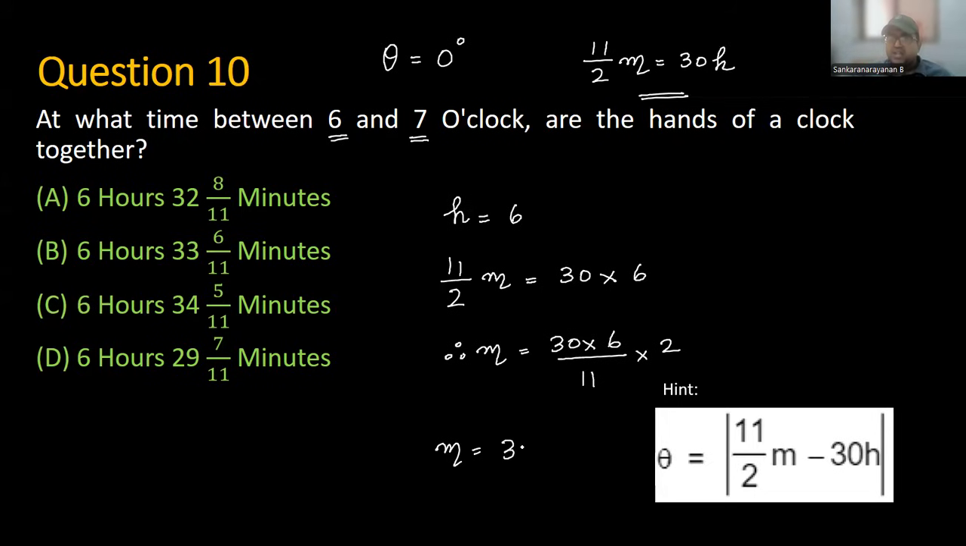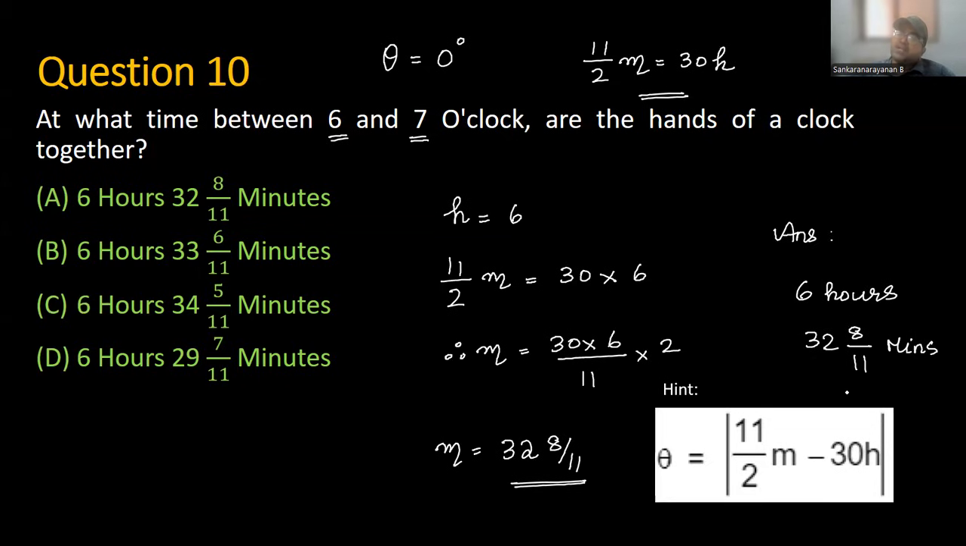You can finish the calculation here. It will come like 32 and 8 by 11. That is what you will be getting the value for m as. Okay, so the final answer when we are considering, it will be like 6 hours and 32 and 8 by 11 minutes. Going by the options, option A reads 6 hours, 32 and 8 by 11 minutes. So for this question, option A is going to be my final answer.